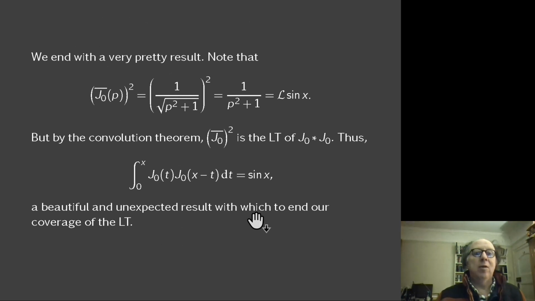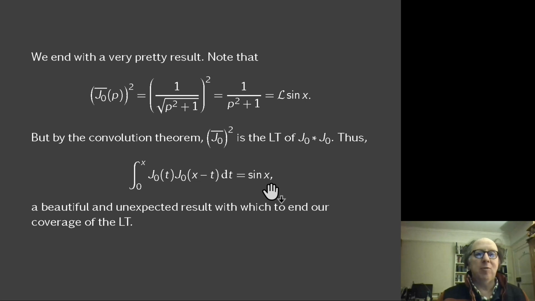And we were going to end with a really neat little result. This is cute. If you start with J0 bar of P as 1 over the root of P squared plus 1, and you square it, you get 1 over P squared plus 1. But we know that. It's the transform of sine x. And therefore, by the convolution theorem, J0 bar squared is the transform of J0 star J0. So the convolution of J0 with itself is, of all things, sine x.